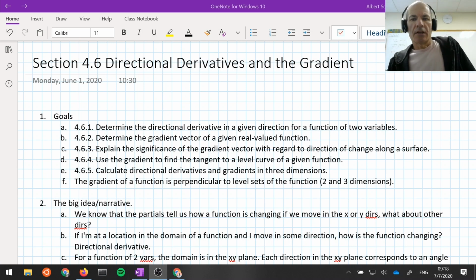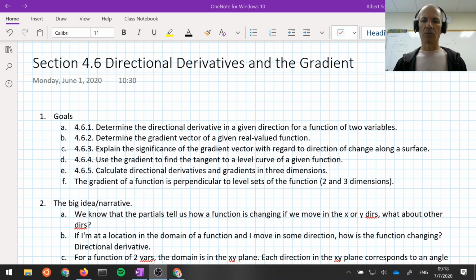All right, let's talk about directional derivatives and something related to directional derivatives called the gradient. The gradient is going to be a really important idea through the remainder of the semester, so make sure that you internalize not only how to compute the gradient, but its geometric properties and how we can understand it geometrically.